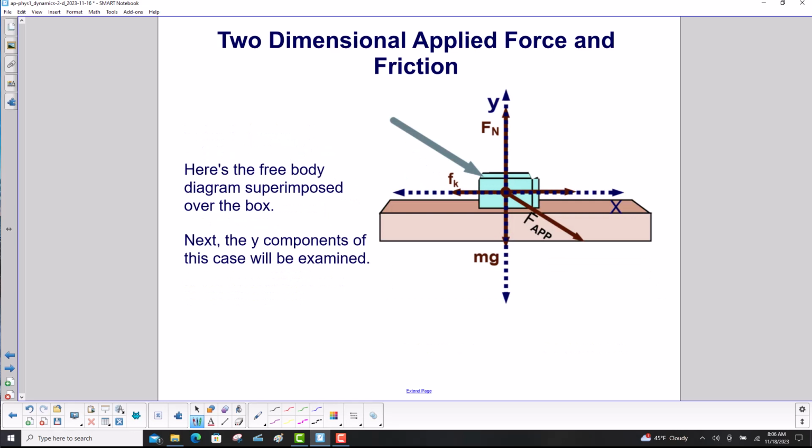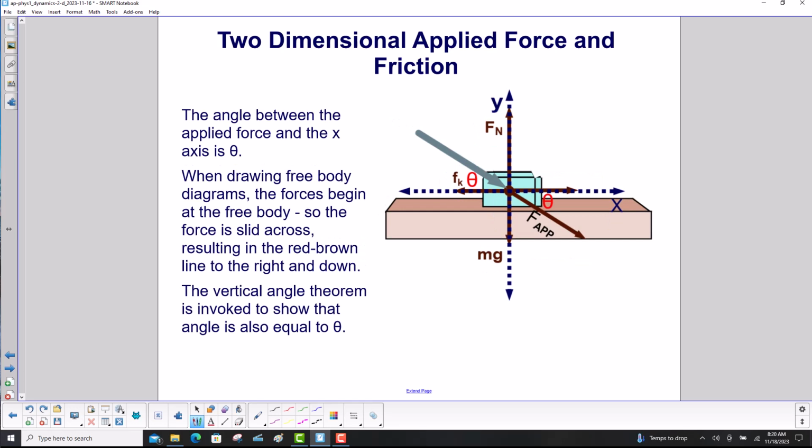Here's the free body diagram superimposed over the box. Next, the y components of the case will be examined. So normal is still the same, friction force is still the same, mg is still the same. Here's your difference right here. The applied force is down to the right.